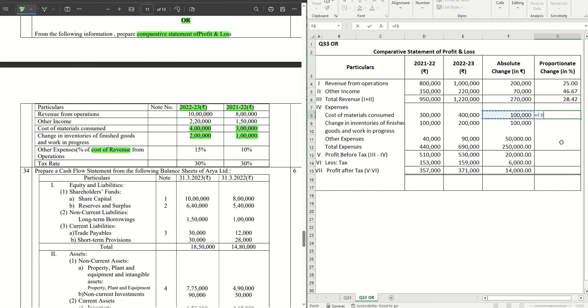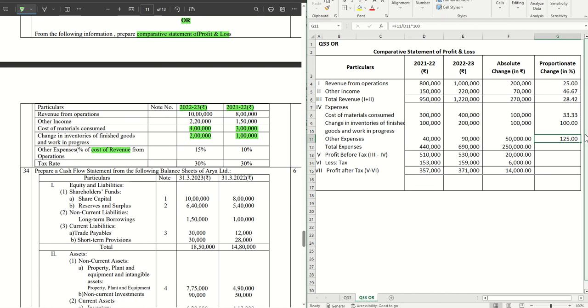Similarly, we will do for the cost of materials consumed, which is 1 lakh by 3 lakh into 100. That gives me 33.33. So let's do it for all of this. Okay. Then we have here as well 1 lakh by 1 lakh into 100. This will come out to be 100%. Similarly, let's do it for other expenses, 50,000 by 40,000, which was for the previous year, into 100. So this has increased by 125%.